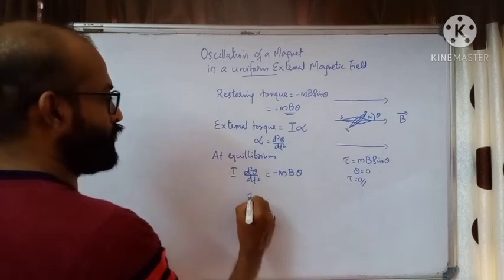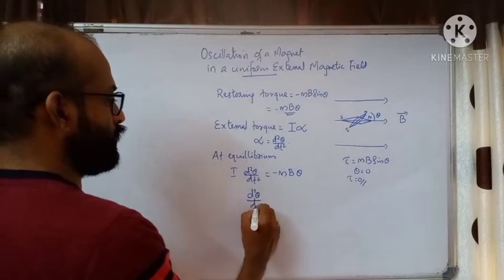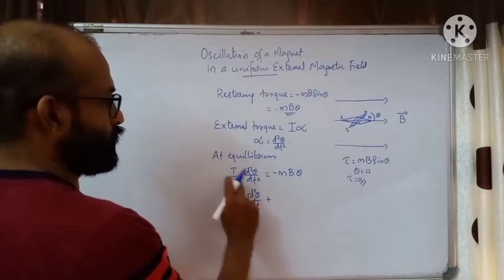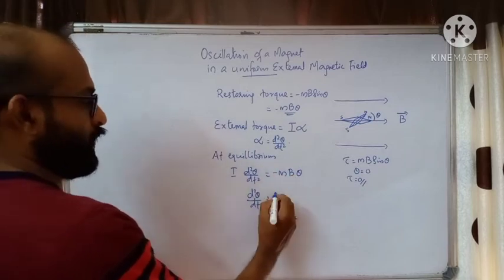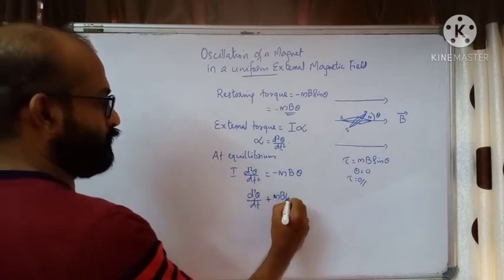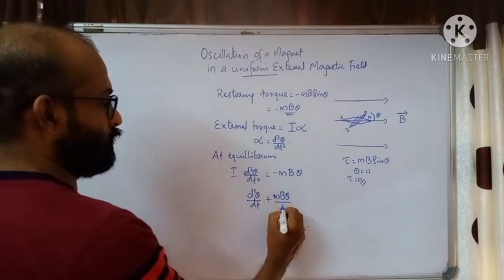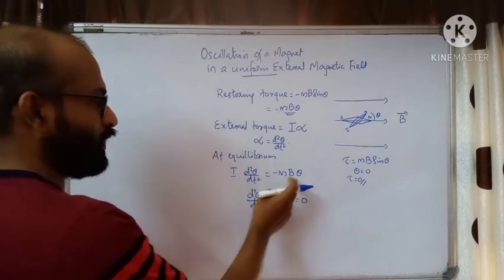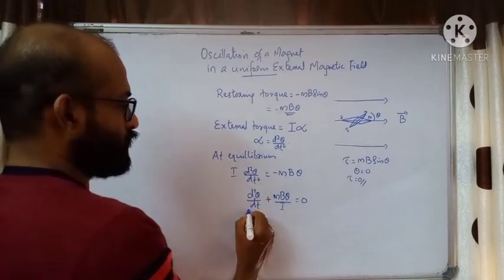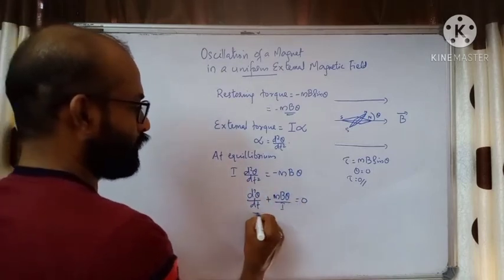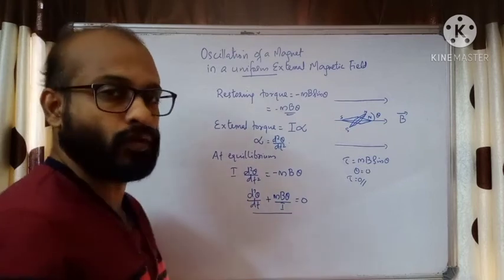Or when you rearrange, d square theta by dt square plus, dividing throughout by I, mB theta by I is equal to 0. The mB theta term is taken to the left side. Rearranging this equation, you will get this. Now this equation actually resembles the equation of simple harmonic oscillation.